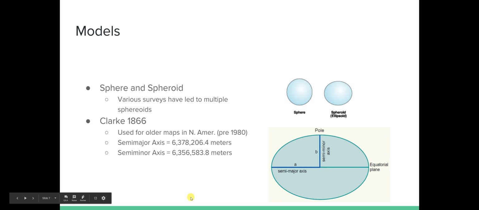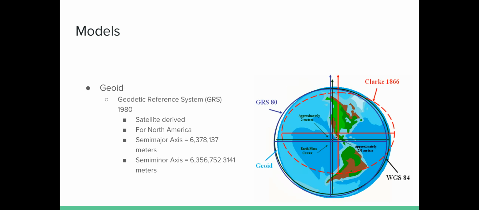This Clark 1866 is a specific model of the shape of the Earth that we use in a lot of older maps in North America, stuff before 1980. So you'll see this Clark 1866 referenced from time to time, and this is simply a way to model the shape of the Earth so that we can have this good starting point, this good concept of what the Earth actually looks like.